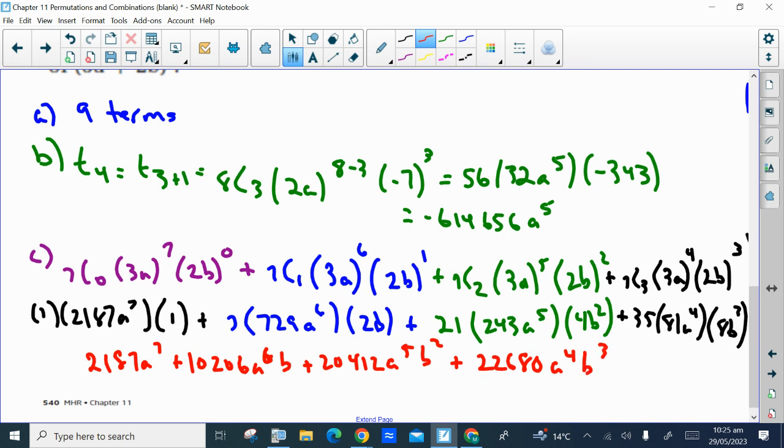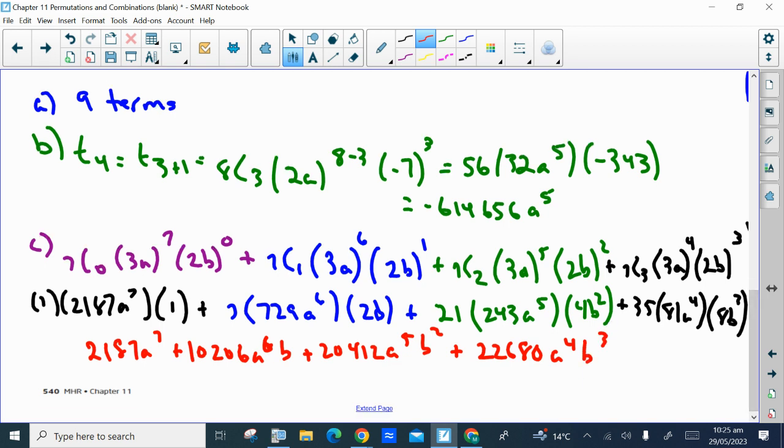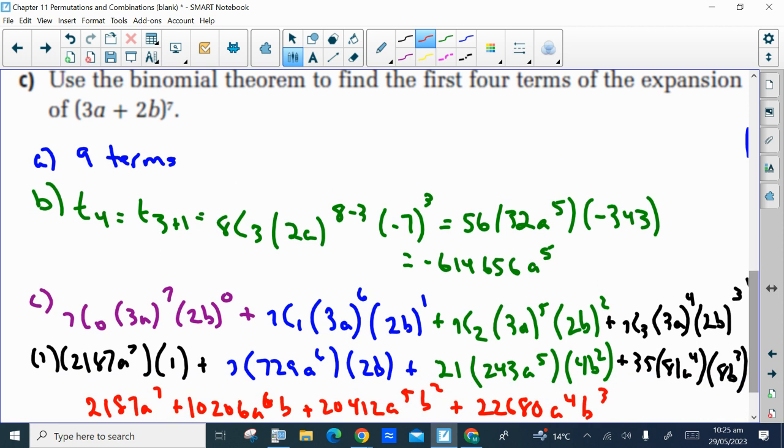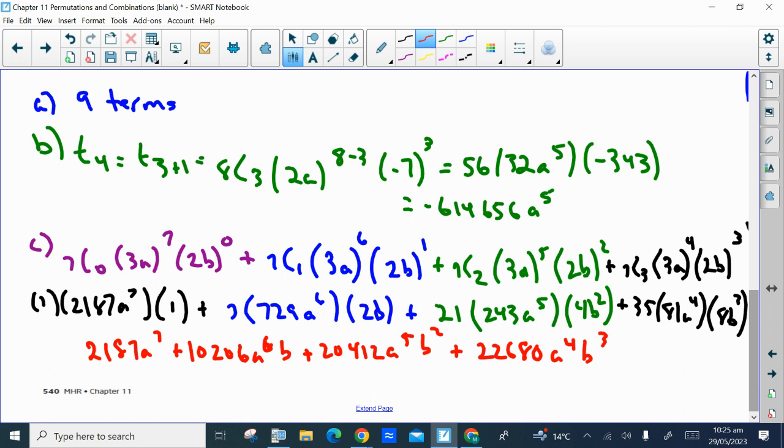A to the fourth b cubed, again, the sum of the exponents equals 7, the value of that. Okay? And that is definitely quicker than actually multiplying out that binomial, 3a plus 2b to the power 7, and then going back and seeing what those first four terms would be. Because you'd have to multiply them all out and then simplify, and then go back and get your first four terms.